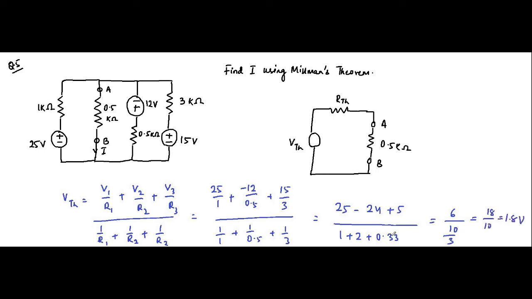3.33 is the same as 10 by 3. That's why I wrote it that way, so that it is simpler to calculate. So VTH is 1.8 volt.